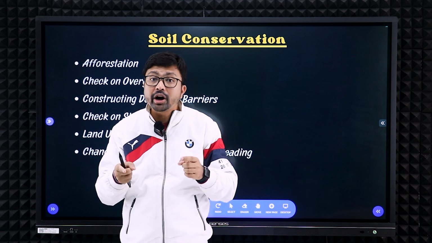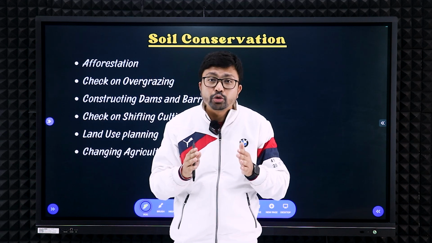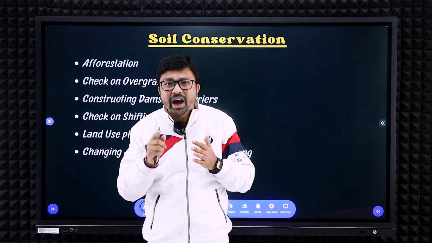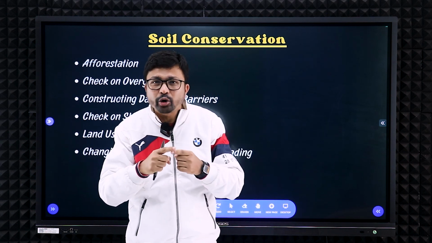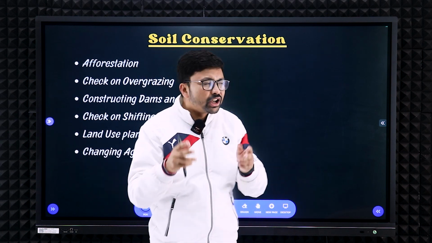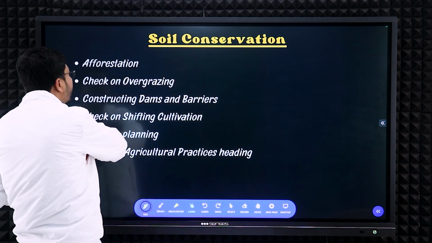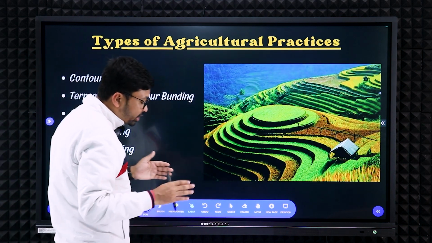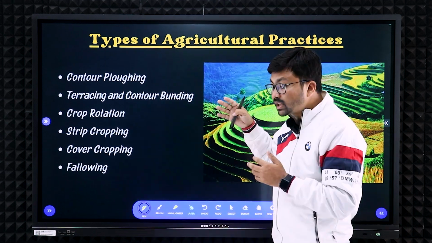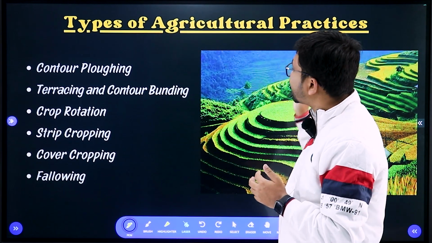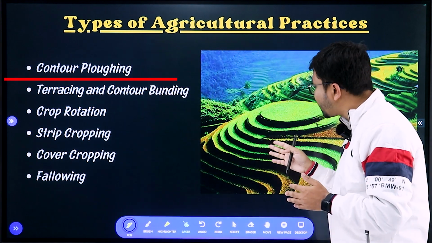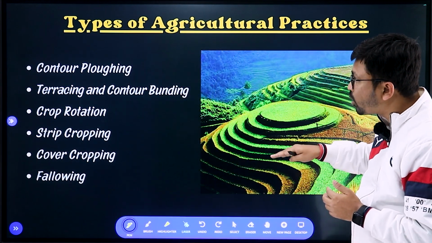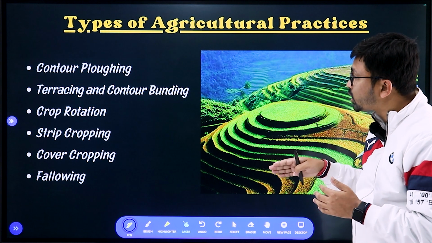As well, when you are using fertilizer, we need to use it in such a way, after testing the soil, according to the requirement of the soil. In that way, we'll be able to save the soil, and that will be soil conservation. Some techniques we need to apply for agricultural practice. What are those? Contour ploughing, especially in mountain and hill areas. We have to do contour ploughing so we can control soil erosion.